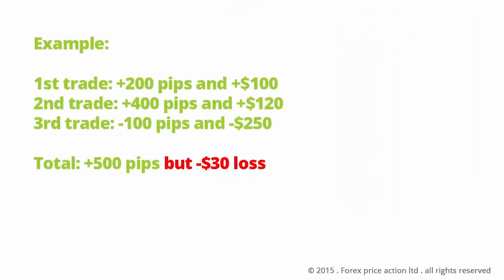Suppose you've taken 3 trades for the week. On your first trade, you gained 200 pips and made $100. On the second trade, you gained 400 pips and made $120. On the third trade, you lost 100 pips and lost $250. Overall, your 3 trades give you a net of plus 500 pips for the week, but you actually lost $30 in total. As a counterexample, you can make money while losing pips.